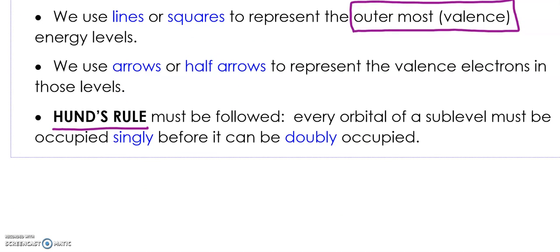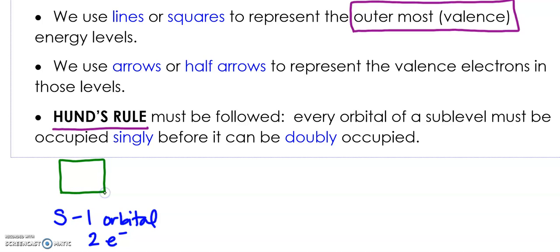So things are going to look like this with your sublevel. So let's say you have an S sublevel. S sublevel has one orbital, and that one orbital can hold 2 electrons. So to show the one orbital, we're either going to do a square or a line. I'll start with a square. And then to show the 2 electrons, we'd have one with an up arrow and one with a down arrow.